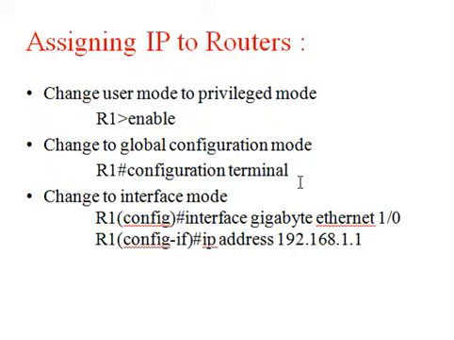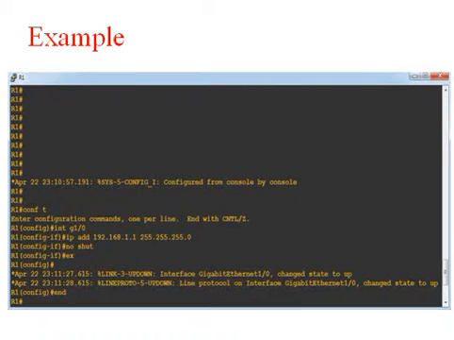Assigning IP addresses to routers. First, change user mode to privilege mode, R1 enable. Second is the global configuration, configure terminal. Third is the interface mode. Interface mode uses GigabitEthernet, FastEthernet or Ethernet, on which we can assign the IP addresses. An example is shown here of assigning the IP address.